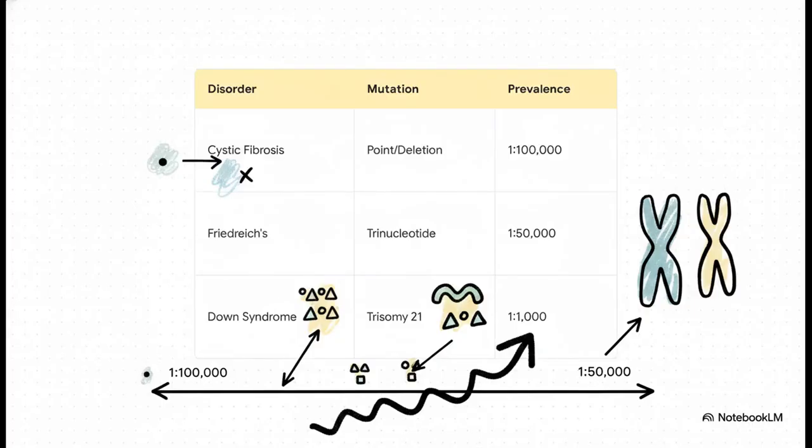So a natural question is, does the size of the mutation dictate how common the disease is? Well, let's look at the prevalence. We have cystic fibrosis, a tiny point mutation, affecting about 1 in 100,000 people. Friedreich's ataxia, a trinucleotide repeat, affects 1 in 50,000. And Down syndrome, a massive whole chromosome duplication, is actually much more common, affecting about 1 in 1,000 births. What's really interesting here is that the physical scale of the genetic error absolutely does not linearly correlate to how prevalent the condition is in the population.